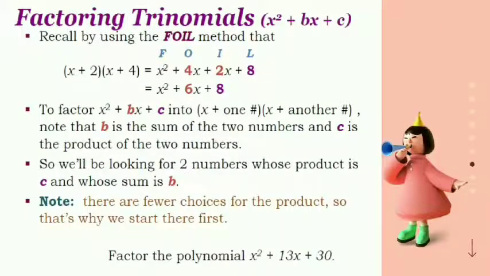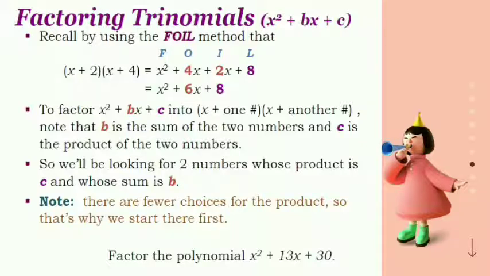Factoring trinomials. That will be x squared plus bx plus c. Recall using the FOIL method that first you're going to multiply the first terms: x multiplied by x will be x squared. x multiplied by the last part of the second term, x times 4, is equal to 4x. Followed by the other one, 2 times x is equal to 2x. 2 times 4 will be 8. So if we simplify it, that will be x squared plus, we add the 4x plus 2x, that will be 6x plus 8.